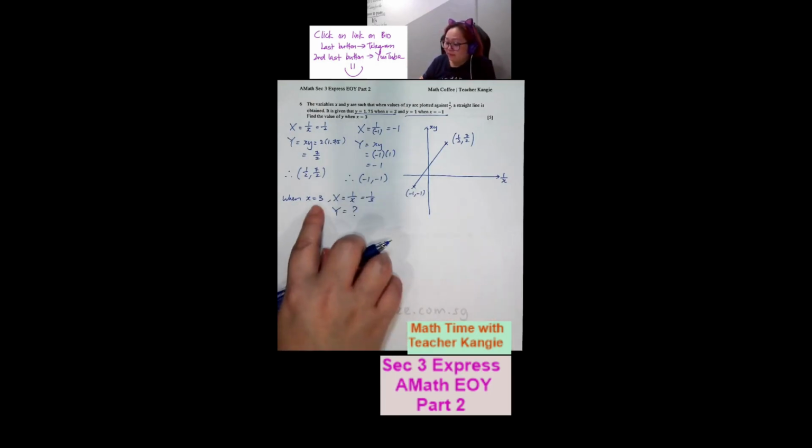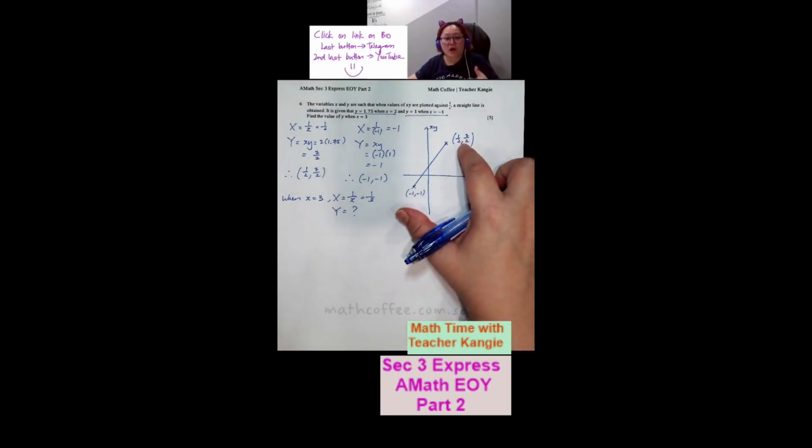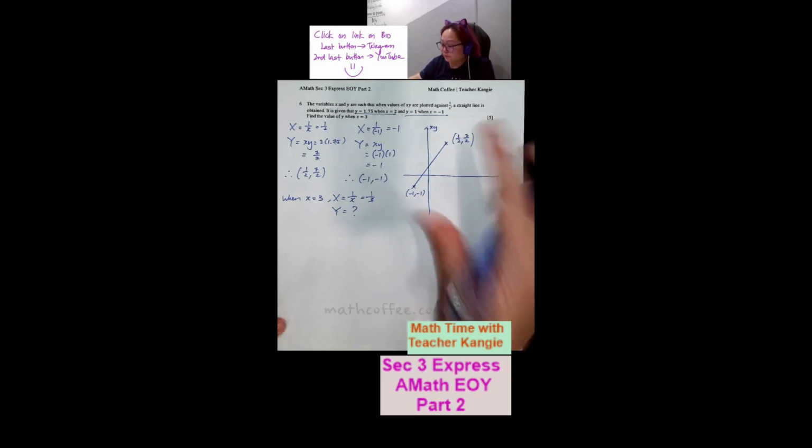Whenever you have a point, you need the equation of the line. The equation of the line, we all know, is y equals mx plus c. But the only difference is I want you to use big Y and big X over here.